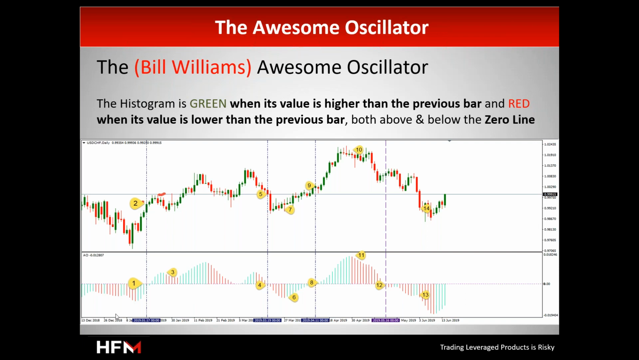So a bar is green, okay? A bar is green when the value of the Awesome Oscillator is higher. You can see the bars over here, right? So when we are getting a value which is higher than the previous one, then we are getting a green value.